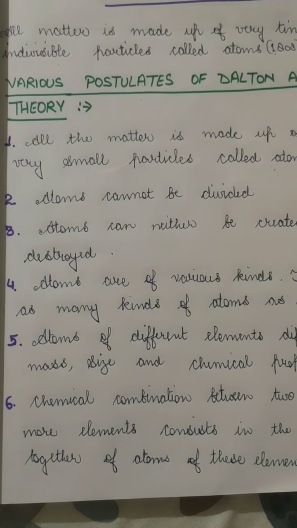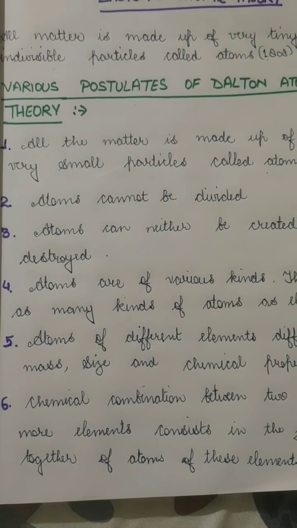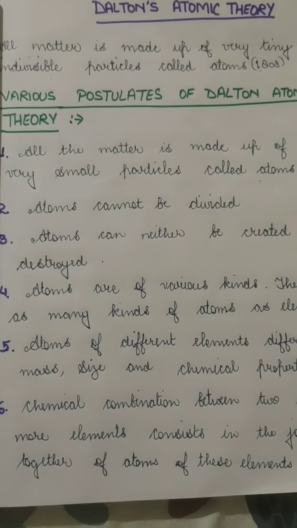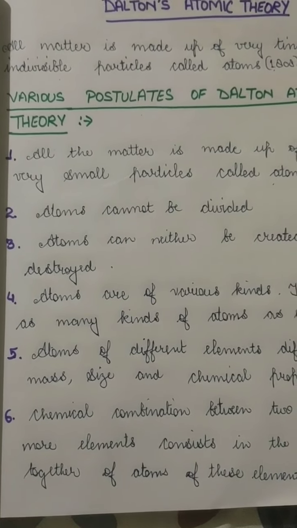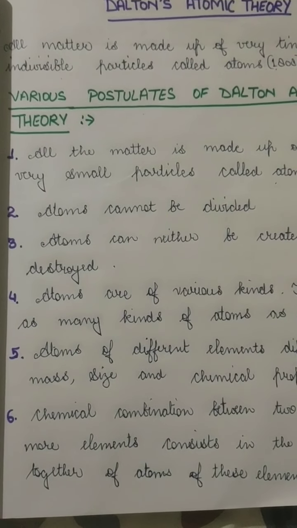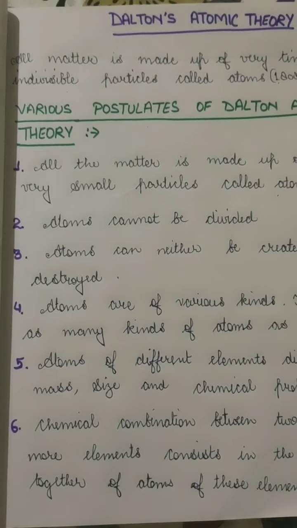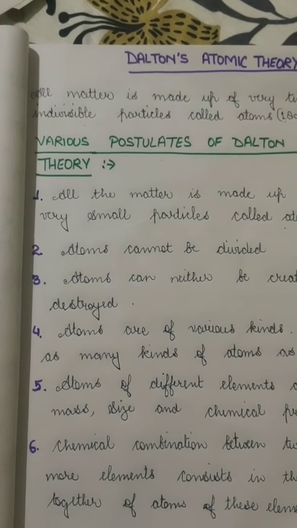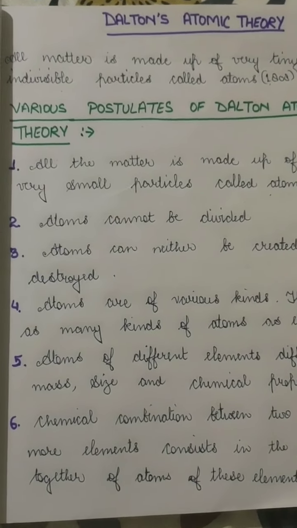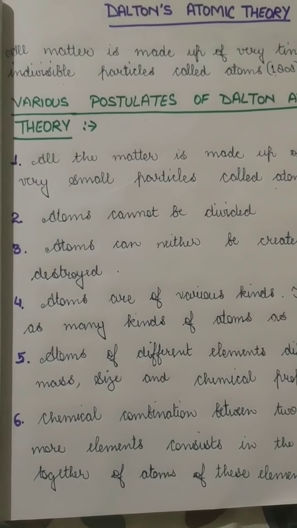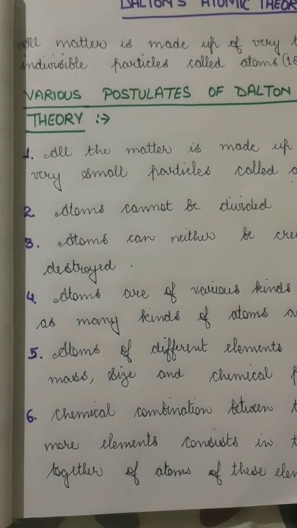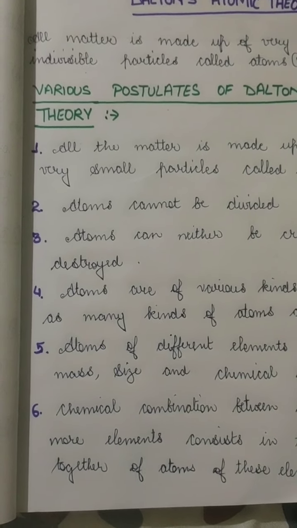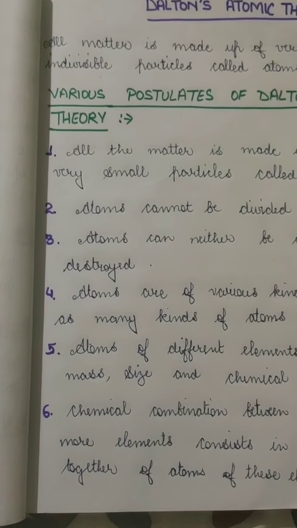So he said that any matter in this world, all the matter, is made up of very small particles which are called atoms. And then he said that atoms cannot be divided. That means we cannot divide the atom. That's why the statement is all matter is made up of tiny, indivisible particles called atoms. That means we cannot divide them further. Atom is such a small particle that it is not divided. So that was the theory of John Dalton.